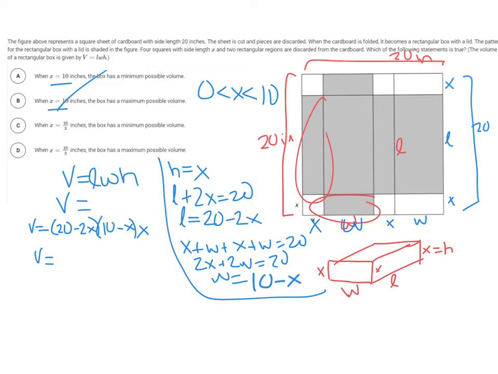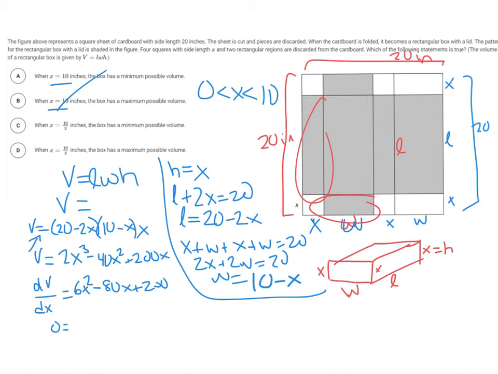When you multiply it out, though, you will find that it ends up simplifying down to 2x cubed minus 40x squared plus 200x. And now that you have an expression for the volume, you can take the derivative. You could have actually taken it up at this step right here, but it would have been a lot longer. With the polynomial, it's easiest just to multiply everything out. So when you take the derivative, you get 6x squared minus 80x plus 200. And we're going to set that equal to 0.